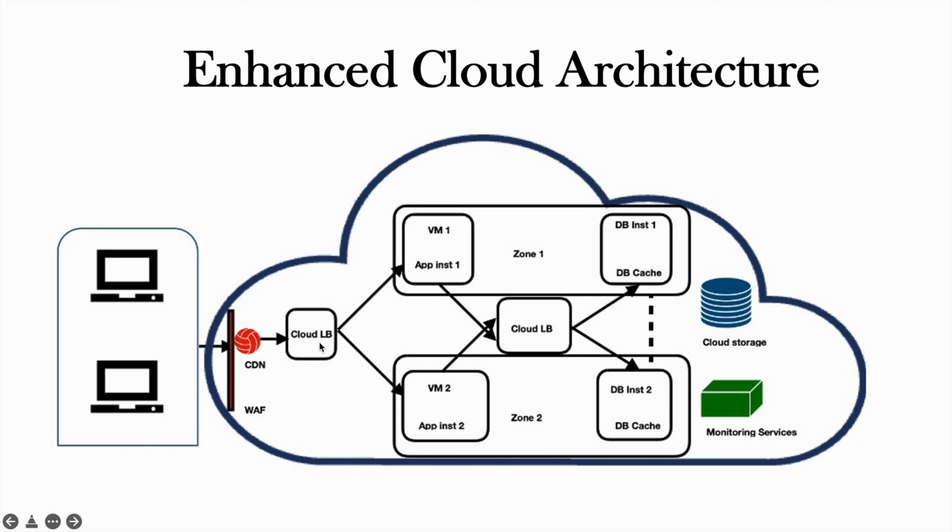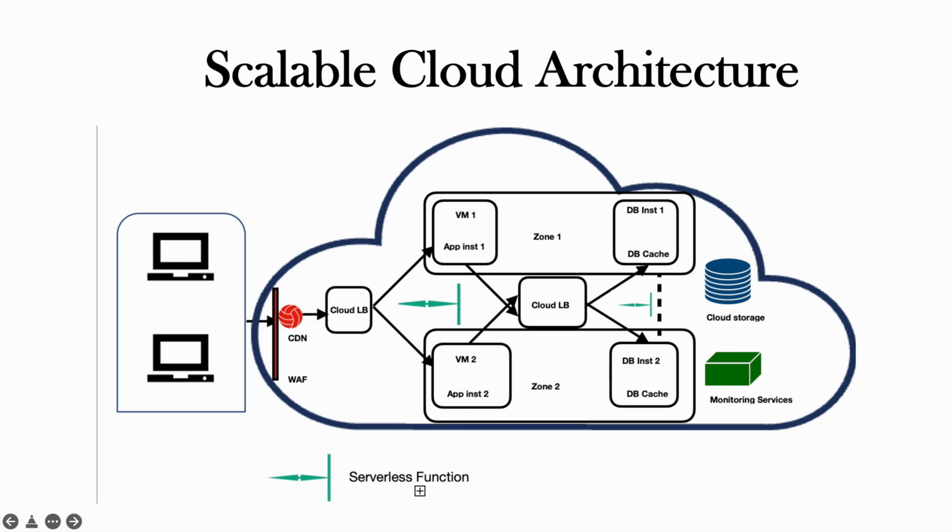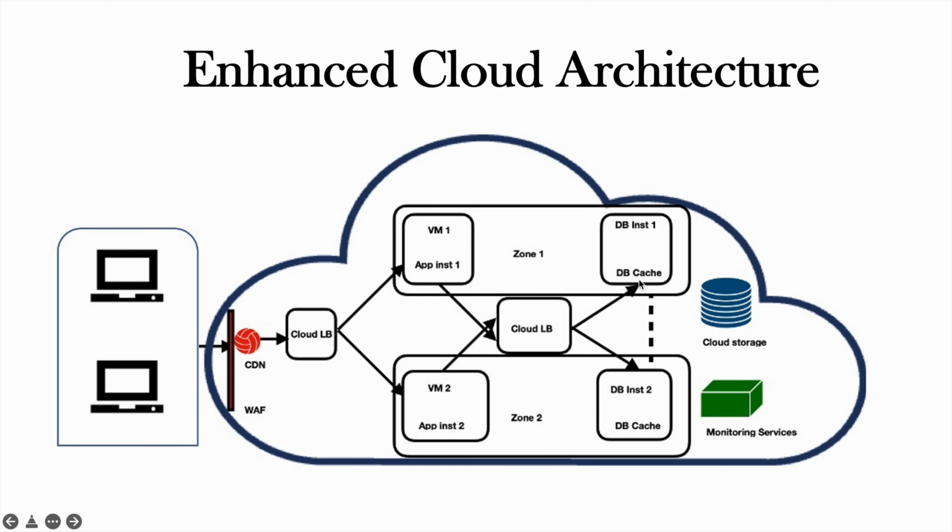So the load balancer will distribute the load across two virtual machines sitting in two different zones, so that the high volume of load can be distributed between the two virtual machines. And once those virtual machines process the requests, they pass them to the cloud load balancer, which is kept in front of the database instances.